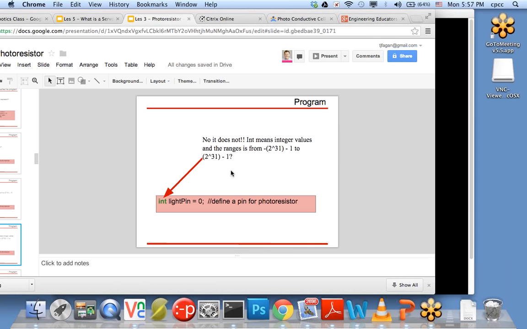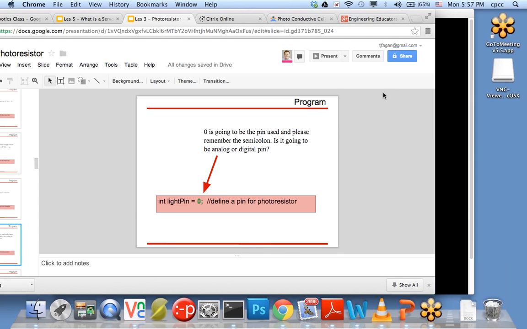So again, lightPin. The line is int lightPin. Now it doesn't matter what you call it as long as you know what it is. You can call it photoPin or Fred pin or Charlie pin or Beth pin, whatever you want. You can name it here as long as you're consistent throughout the program. I didn't name it lightPin. Someone else named it lightPin because it's affecting light. Also, the 0, it has to equal 0, and this is the pin.